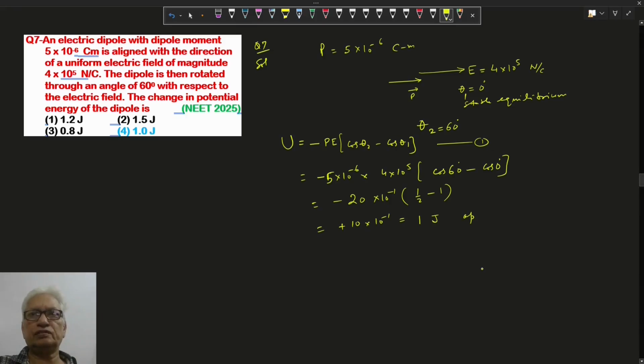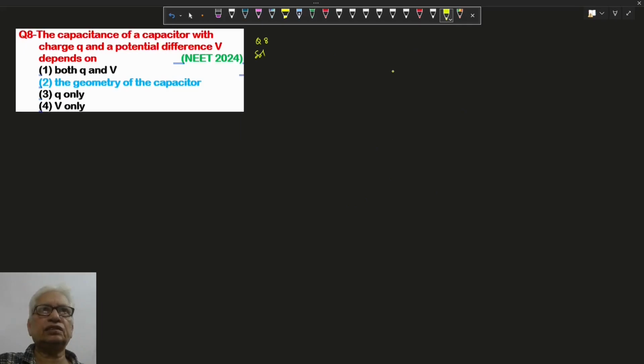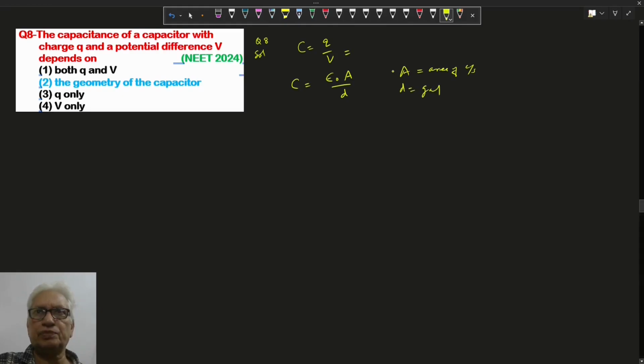So option 4. In this question, capacitance equal to Q upon V. And the final formula of capacitance we get is epsilon naught A upon D, where A is the area of cross section, and D is the gap between the plates.